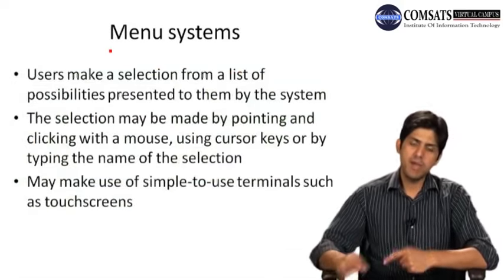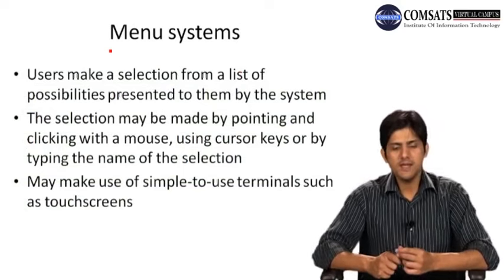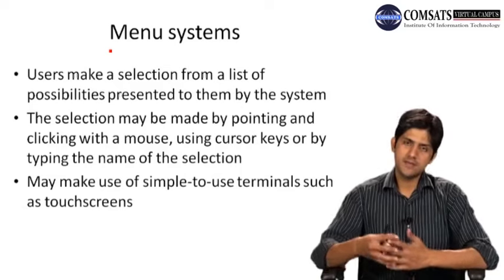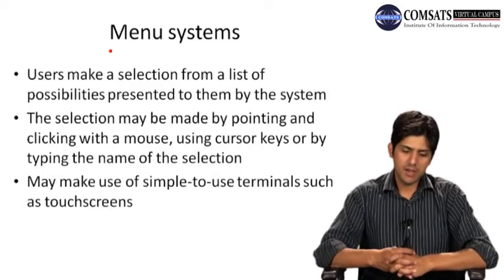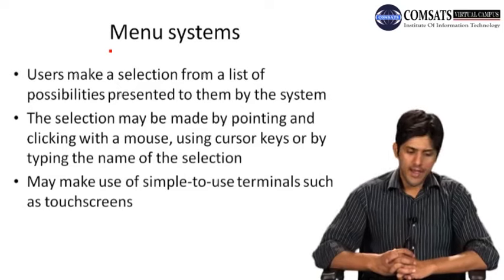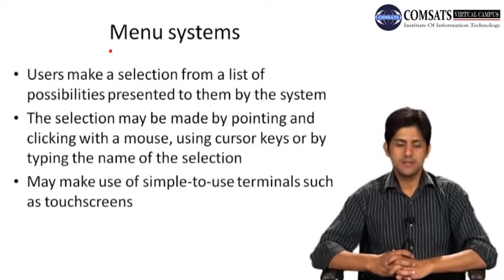Okay ji, and then we have these menu systems. What do we do in this menu system? Users, they make a selection from a list of possibilities presented to them by the system. ठीक है जी, and the selection may be made by pointing and clicking with the mouse, using cursor keys, or by typing the name of the selection, and may make use of simple to use terminals such as touch screens.